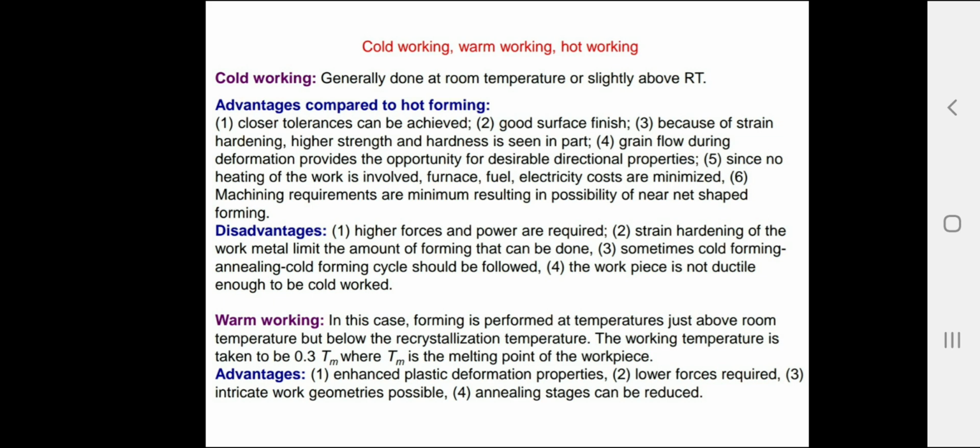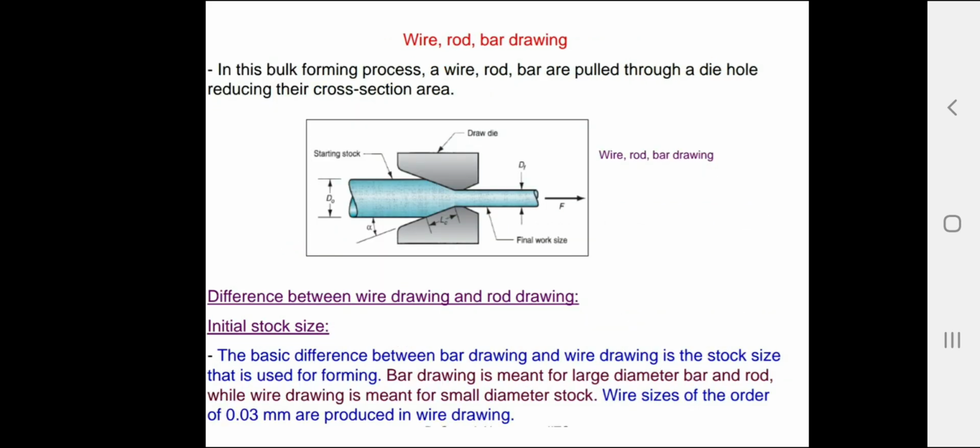As for the advantage of warm working, usually sheet metal operations are not done this way, but some special operations are carried out, that is, cold work forging operations are carried out using warm working. So enhanced plastic deformation properties, lower forces required, intricate work geometry is possible, and the annealing stage can be reduced with the help of warm working. In some applications it is required.